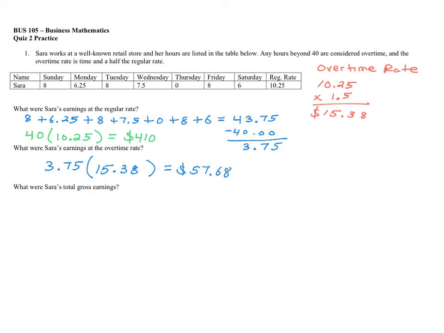$57.68. When I want to compute my total earnings, I'm going to take the $410 and add on the 57.68, and my final answer, the gross earnings, are $467.68.